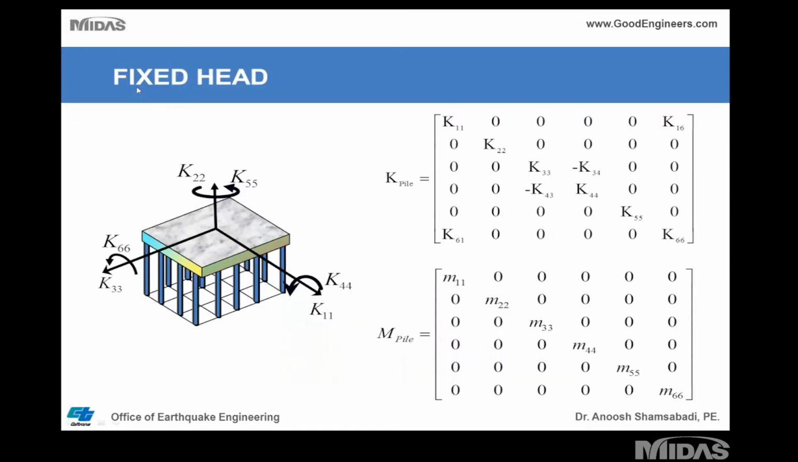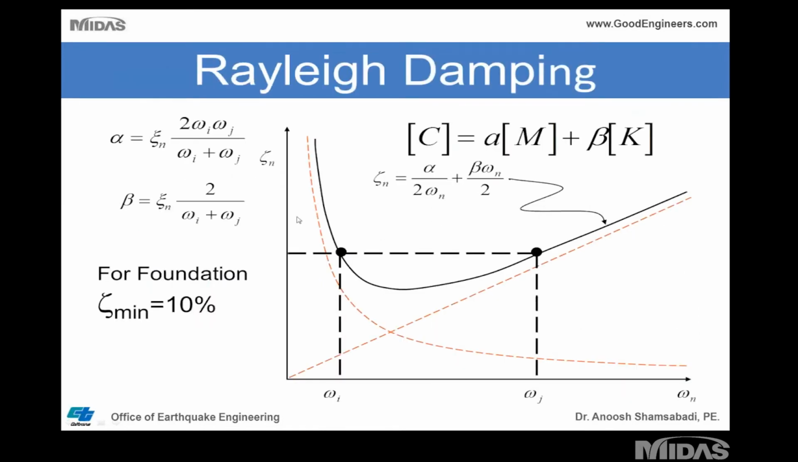So that's how you have to go to a lot of trouble to develop a 6x6 matrix for a substructure model. Another way: here is a foundation model. You need to develop a 6x6 stiffness matrix, a mass matrix, and a damping matrix. Now, to develop the damping matrix, we use Rayleigh damping.